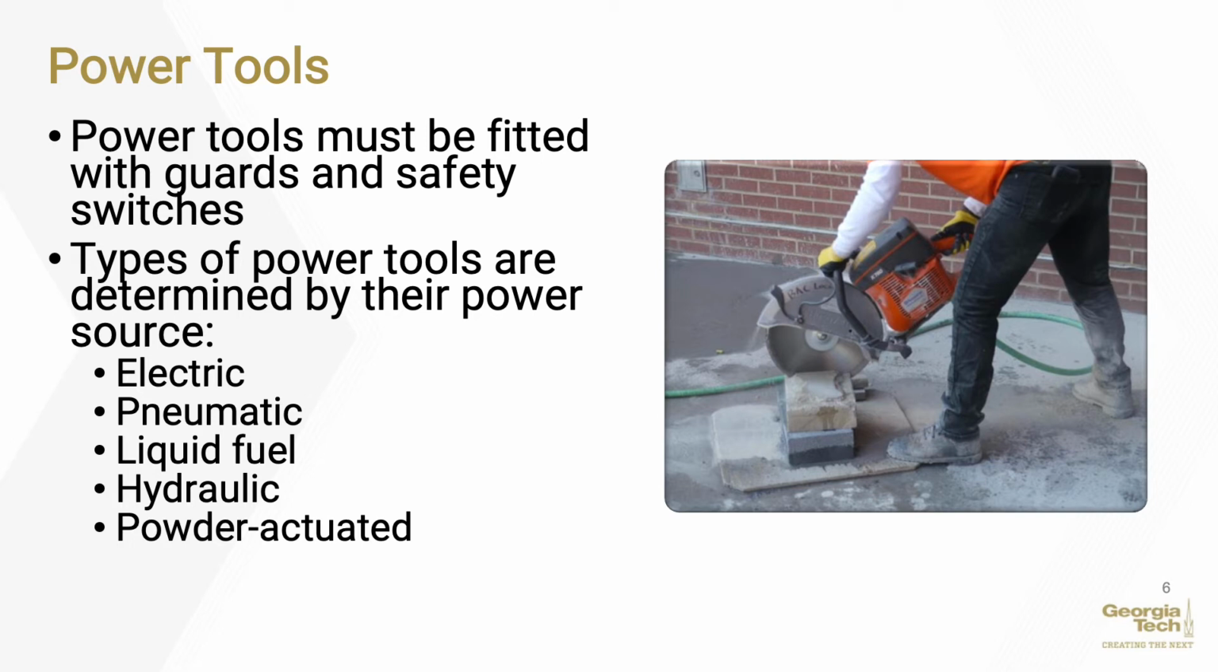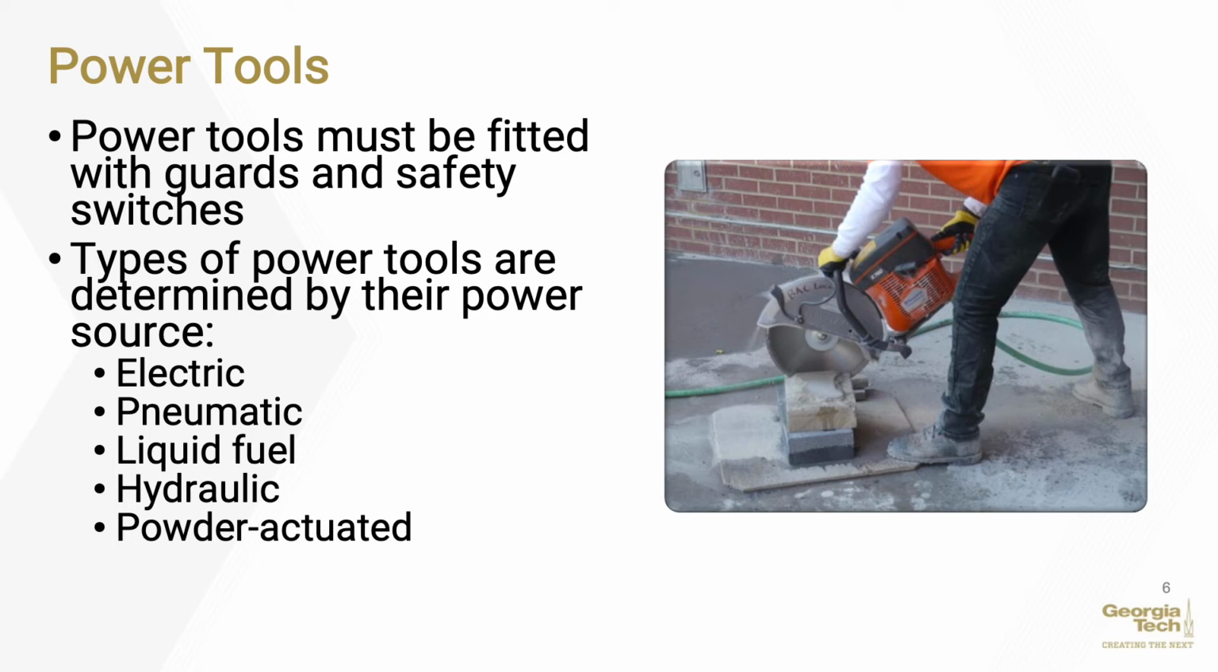Electrical power tools include tools that have a cord or battery, including drills, saws, and grinders. Pneumatic tools are powered by compressed air, including nailers, chippers, drills, sanders, and staplers.